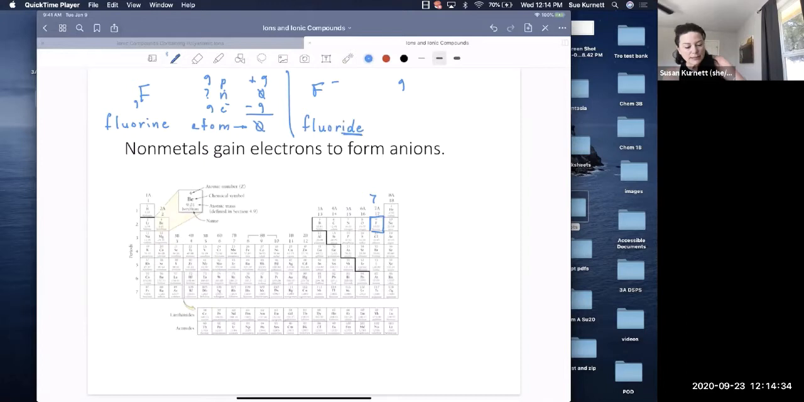9 protons in the nucleus. Some neutrons in the nucleus. Outside the nucleus, fluoride ion has 10 electrons. And if you have more electrons than protons, that's a negative number. And so this is the charge on fluoride.